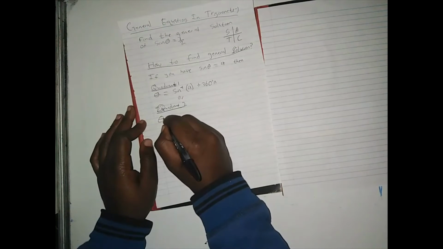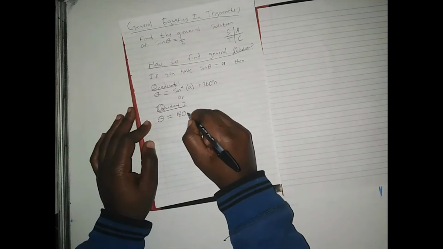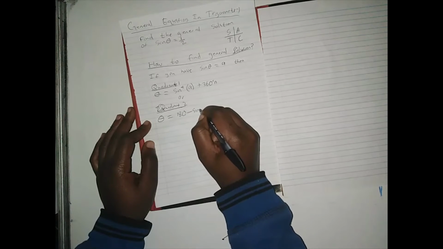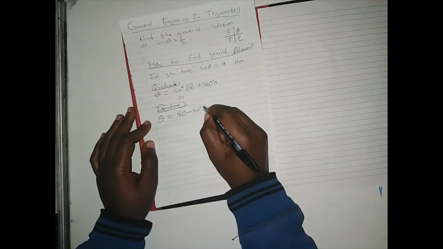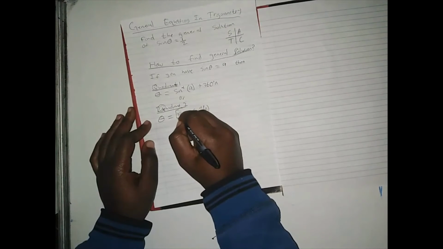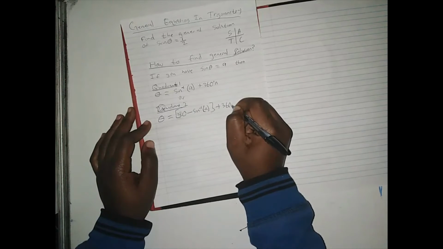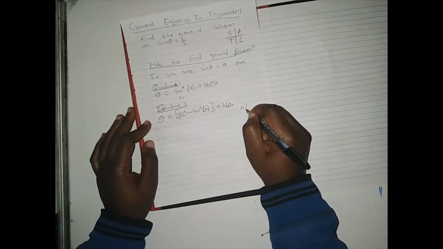Okay, so what is the solution? You remember the solution in quadrant 2 is 180 minus. Okay, so what is it going to be? So you're going to have theta, which is equal to 180 minus the inverse sine evaluated at a, and then all of this thing plus 360 n, and then basically this n is integers.